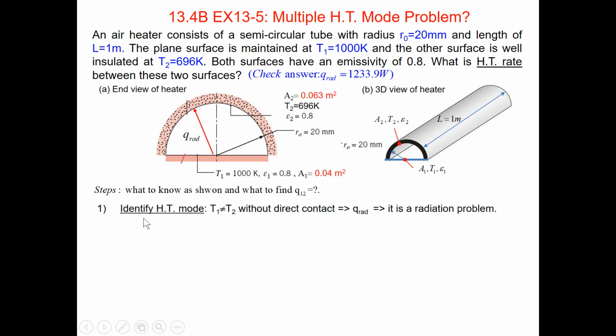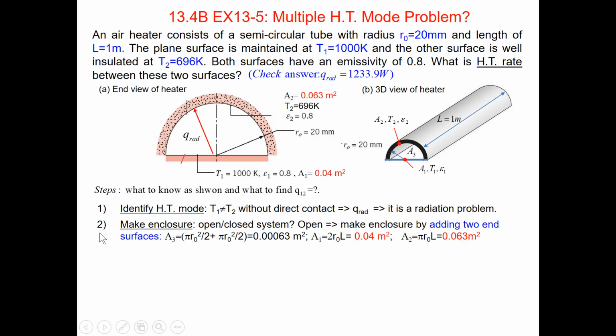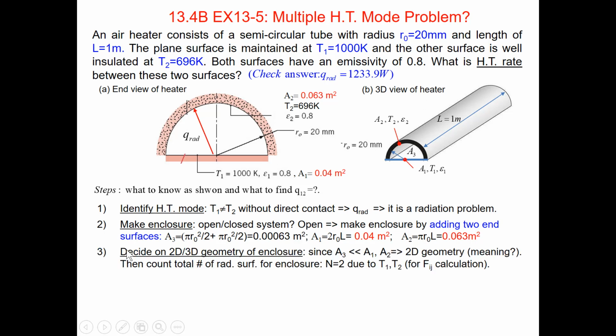Step 1. Identify all heat transfer modes. There's radiation heat flow from surface A1 to surface A2. Therefore, it is a radiation problem. Step 2. Make enclosure. Since the system is open at 2 ends, we make the enclosure by adding 2 end surfaces A3. Now the system is closed.